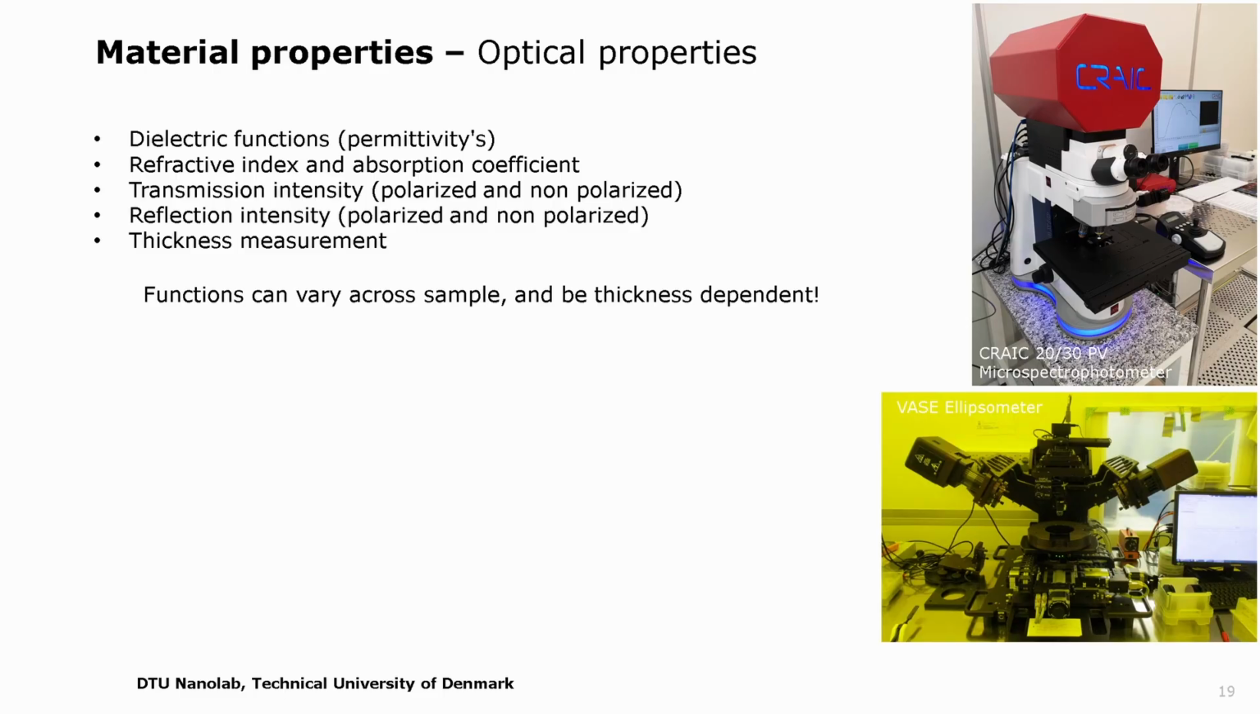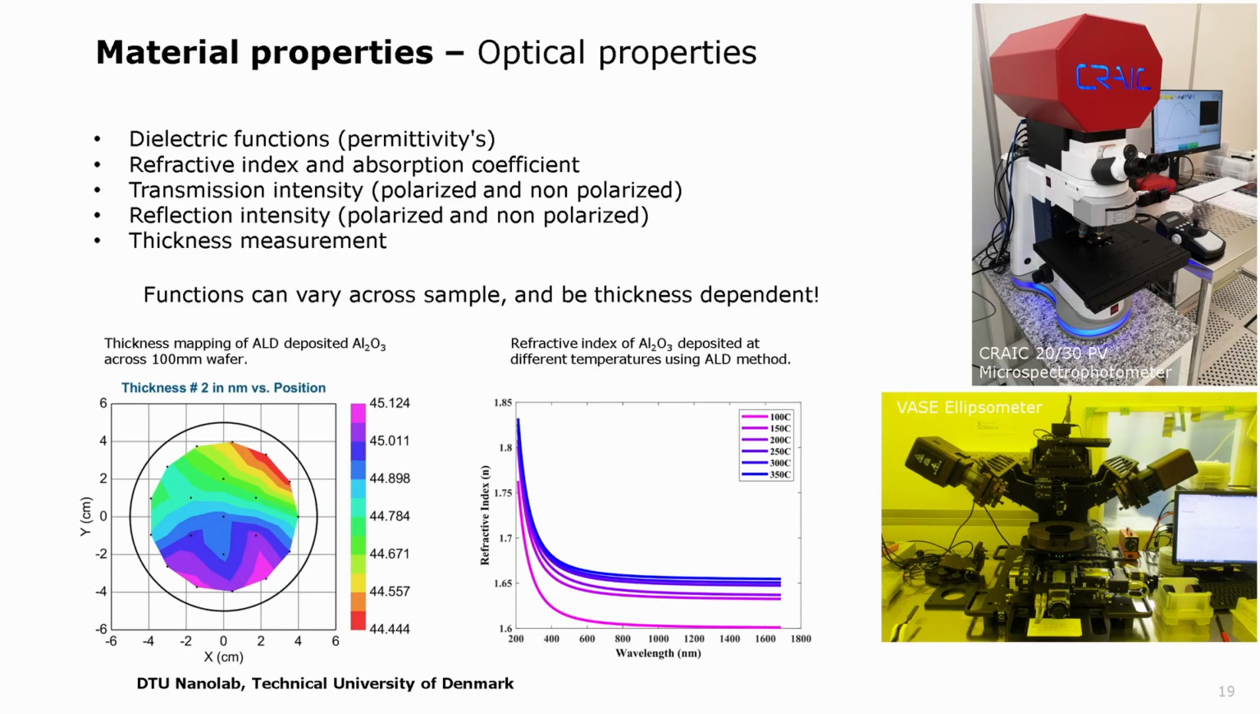Another excellent tool is the variable angle spectroscopic ellipsometer, used to measure dielectric functions, refractive index, and extinction coefficient, and to evaluate thickness. The example shows aluminum oxide deposited by atomic layer deposition, highlighting thickness variation across a 100 mm wafer and refractive index as a function of wavelength for different deposition temperatures.